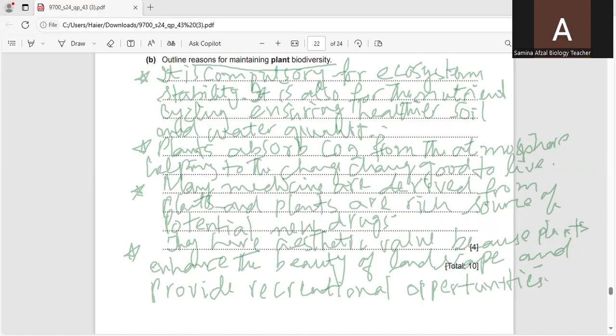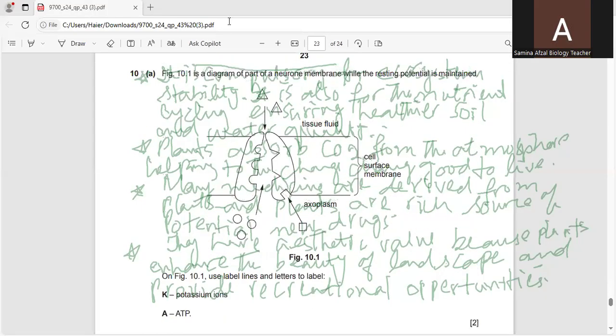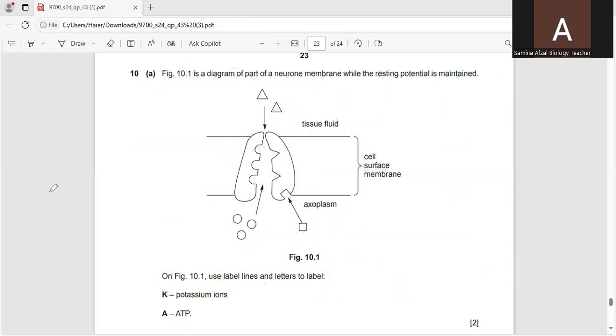So it was all about question number 9. Now we are moving towards question number 10. Question number 10: figure 10.1 is a diagram of a neuron membrane while the resting potential is maintained. On figure 10.1, use label lines and letters to label.